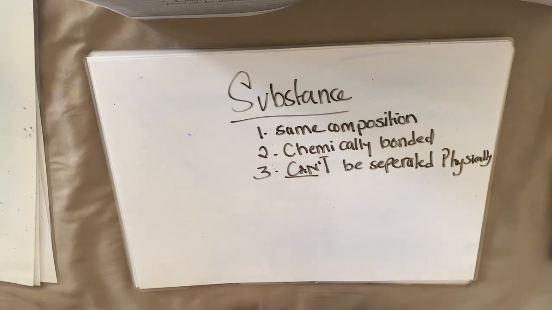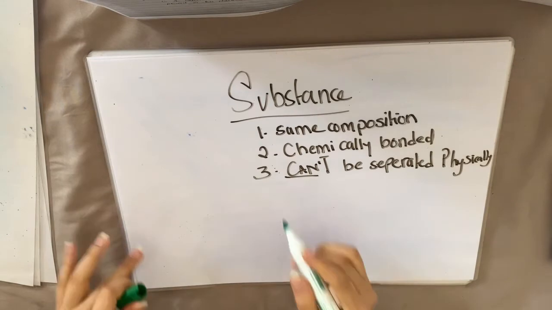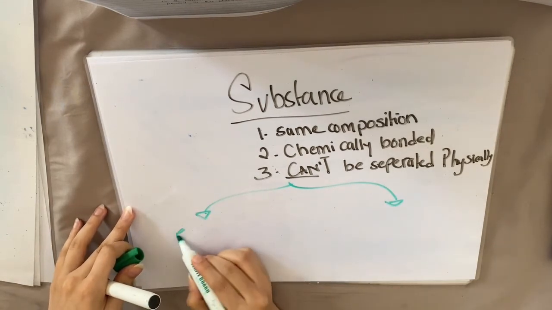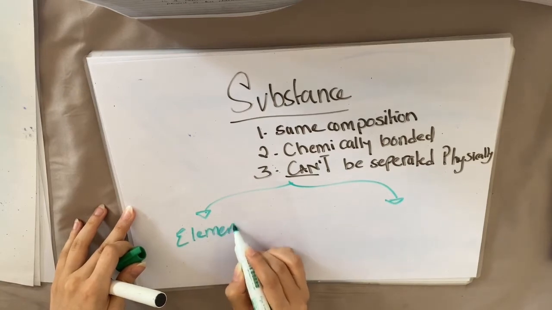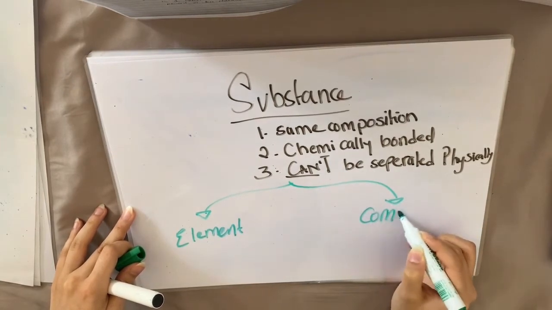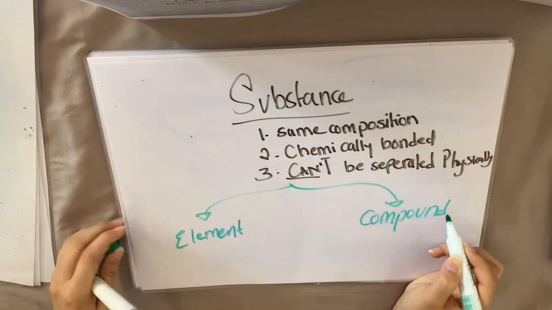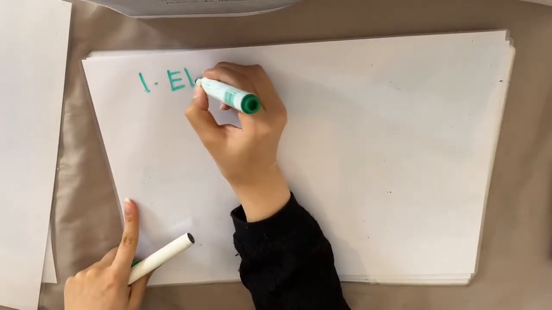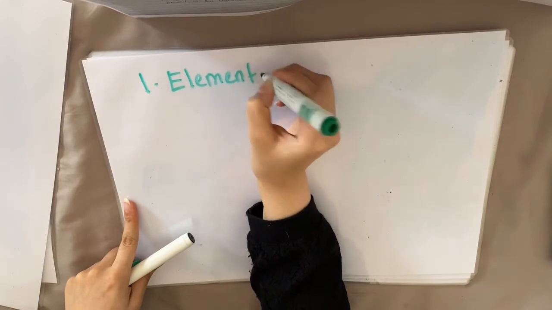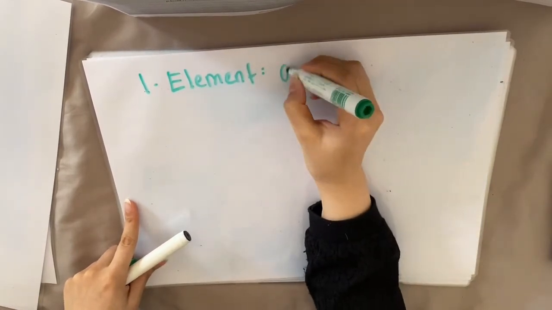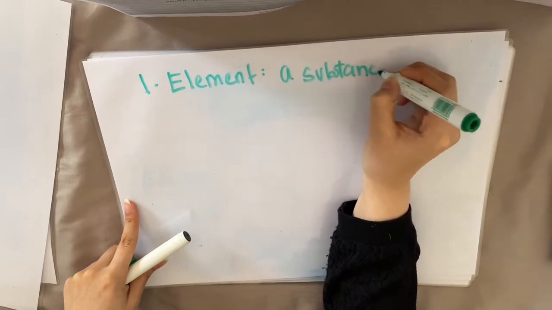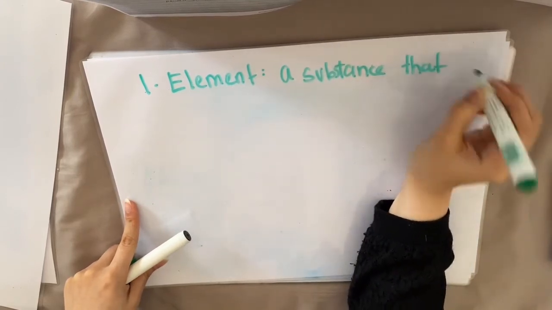that wouldn't separate substances. We also know that now we have two types or two classifications of substances. We have an element and a compound. So, an element, let's recall, it's a substance that contains one type of atom.